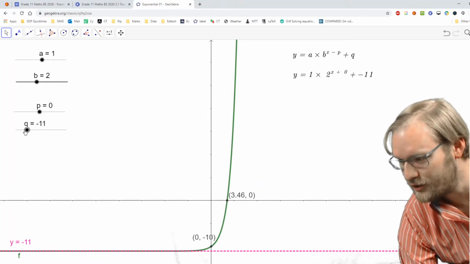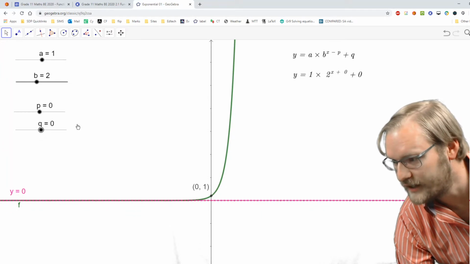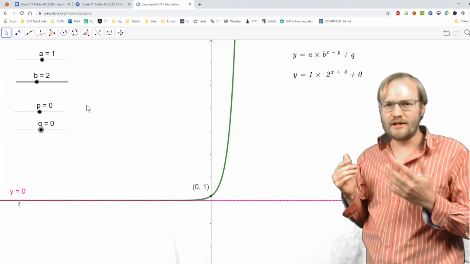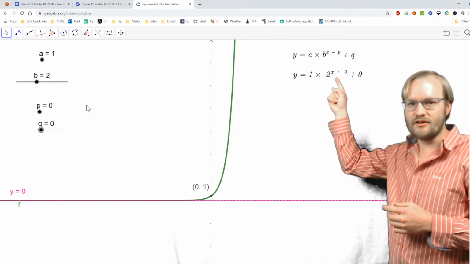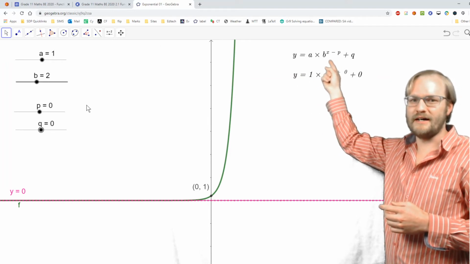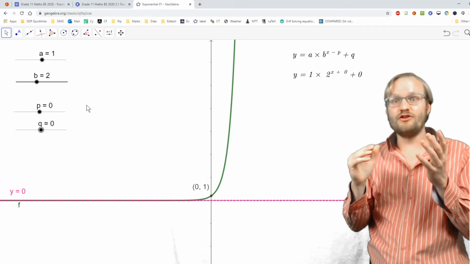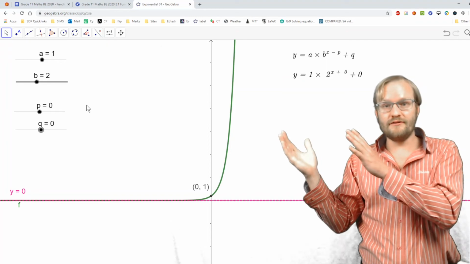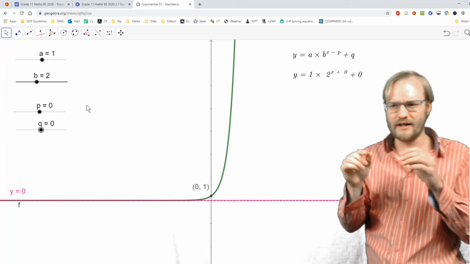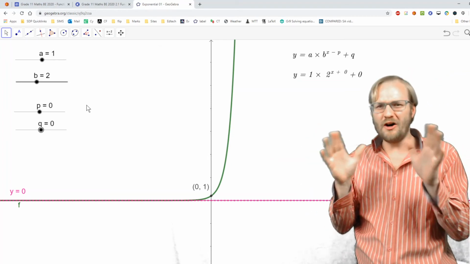Okay, so let's put our q value back to 0, so we're not moving it up or down at all. The only new thing we're doing now is asking, what does our p value do? Our p value is hidden all the way over there, and it's now x minus p. Now think about the parabola. When we had, say, x minus 2 squared, did it move left or right? And with the hyperbola, if we had x minus 2 in the denominator, did it move left or right? Remember, it kind of moved the opposite to what we expected.